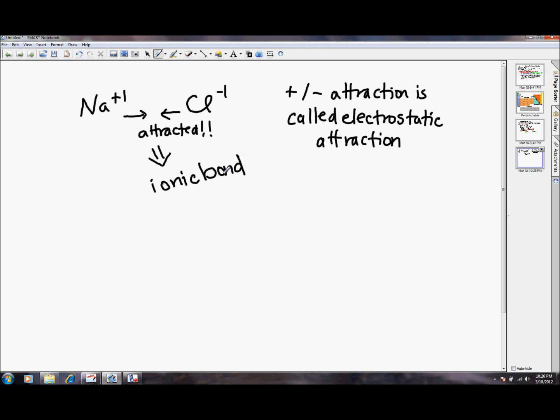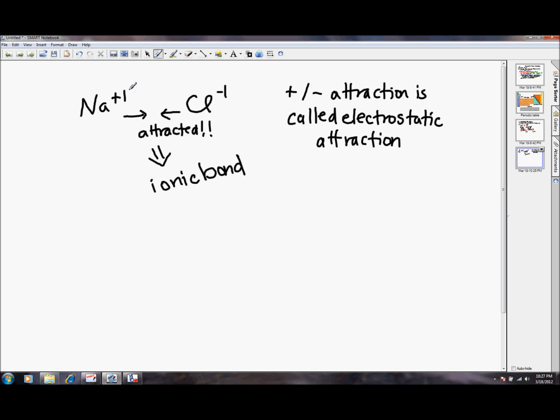And spaceships can get far enough away from the Earth that they leave the atmosphere and they leave the Earth's gravitational pull completely. So they're not attracted to the Earth anymore. The Earth doesn't attract them. Alright, so that's what we call the ionic bond.